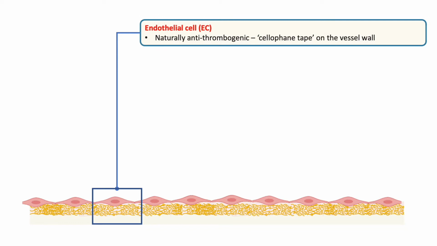The endothelial cells separate the rest of the blood vessels from the flowing blood. Endothelial cells are naturally antithrombogenic, meaning that they prevent activation of platelets and the coagulation cascade from forming a clot within the blood vessels. They are somewhat like a cellophane tape that covers the blood vessels, and nothing otherwise sticks on it unless damaged.